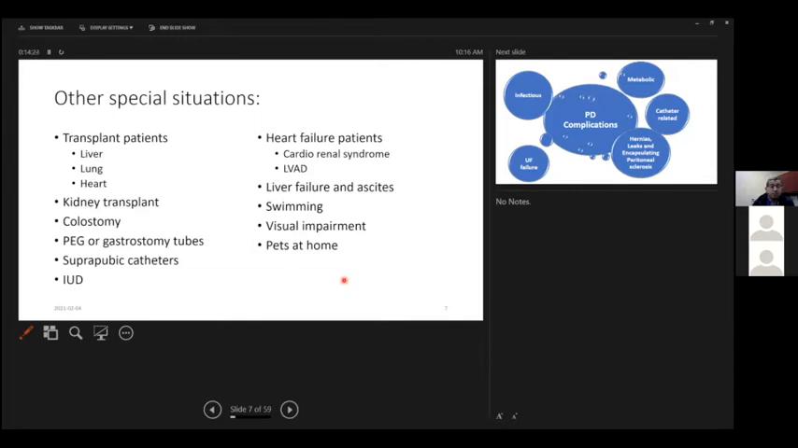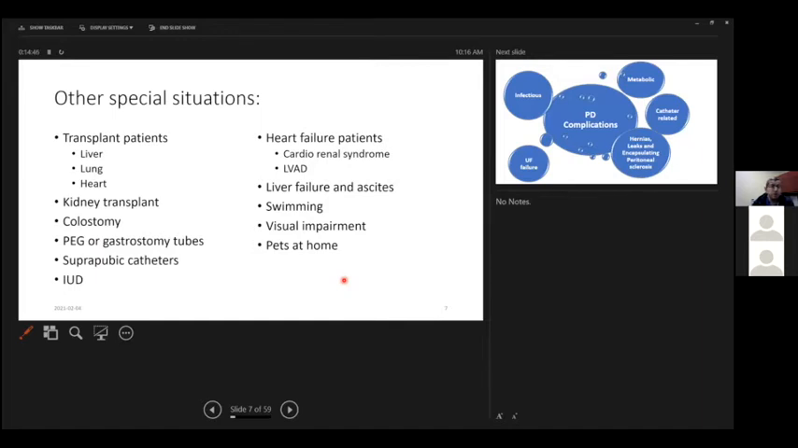I especially get referrals for cardiorenal syndromes, because in case the patient gets an LVAD, which is a left ventricular assist device, would the patient do well on PD? Actually, they do quite well because hemodialysis needs blood pressure. And as you know, an LVAD has a low blood pressure. That's why peritoneal dialysis patients do well.